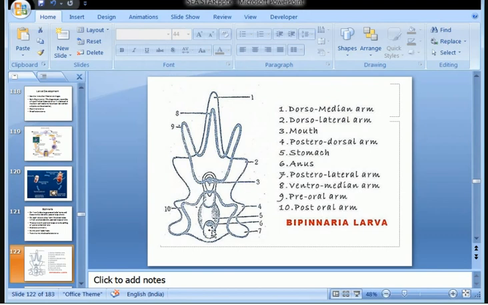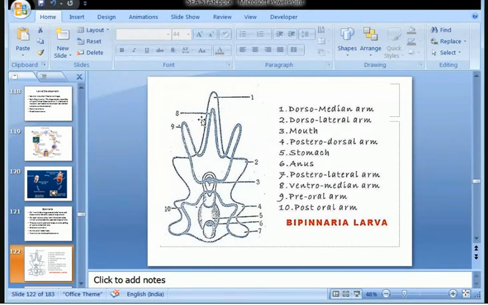Okay? This is just a diagrammatic figure, a drawn figure. And here we see various lobes, which have not yet fully developed into arms. The arms develop in the Brachiolaria larva. This particular figure is of late bipinnaria larva, where the lobes have elongated and formed arms. So let's first see what these labels are.